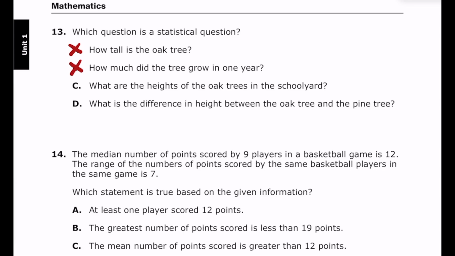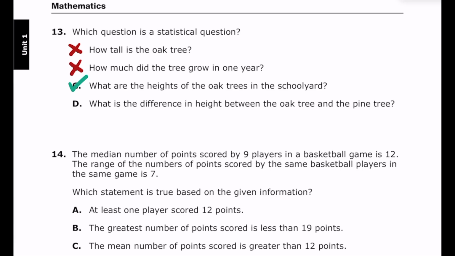The next one is what are the heights? Okay, we're getting somewhere. It's plural here, of all the oak trees in the schoolyard. So you would take each tree, take its height, and all the oak trees have possibly different heights and different types of heights there. You can go ahead and say C makes a lot of sense here. And there's only one right answer, so we know D is not true.